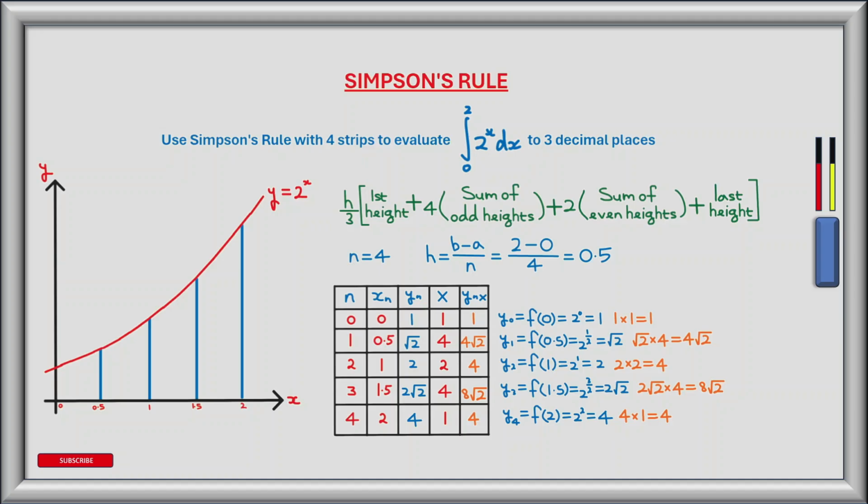So looking at the last row where n is equal to 4, we need to evaluate the function at x equals 2. This will give us the height y4. So the function 2 to the power of x, where x is equal to 2, gives 2 to the power of 2, which is 4. Now this is the last height, so it has a multiplier of 1, and this will give us 4. If we now sum the last column shown here, we get a value of 25.9706. Multiplying this value by h divided by 3, which is 0.5 divided by 3, we get our final answer of 4.328.